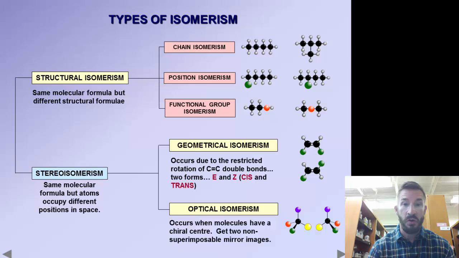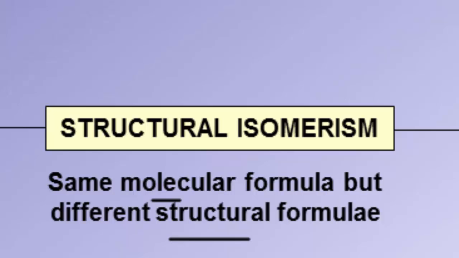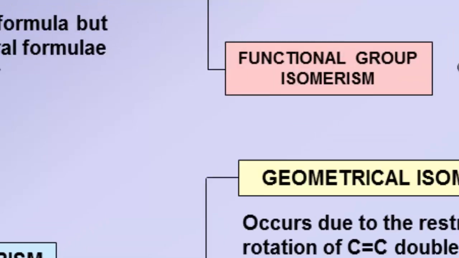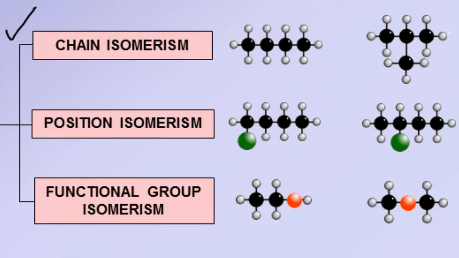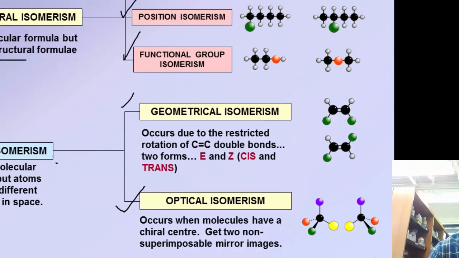So there's really two big categories of isomerism. We said there's structural isomers. That's when they have the same molecular formula but different structural formula. And there's stereoisomers, where they occupy different positions in space. Now, under structural isomerism, we have three big categories: chain isomers, positional isomers, and functional group isomers. Then we have geometrical isomers. We'll spend a little time on that. And then there's optical isomers, and we will not talk about that in this video.